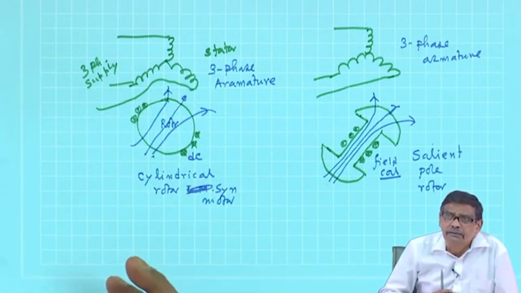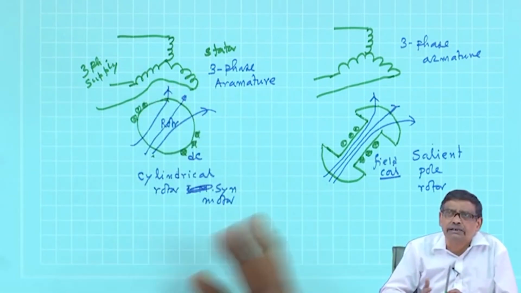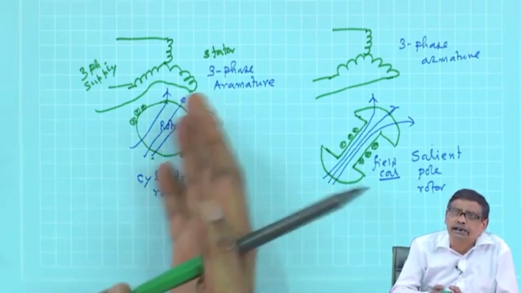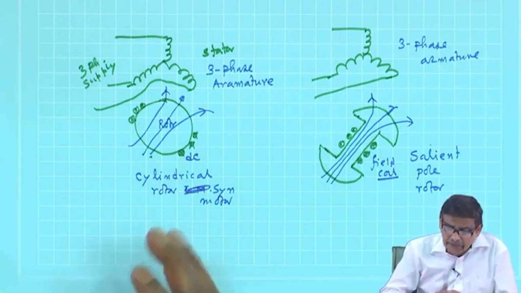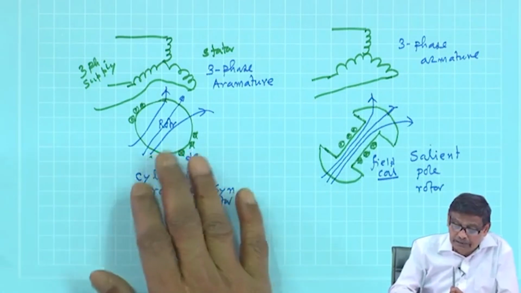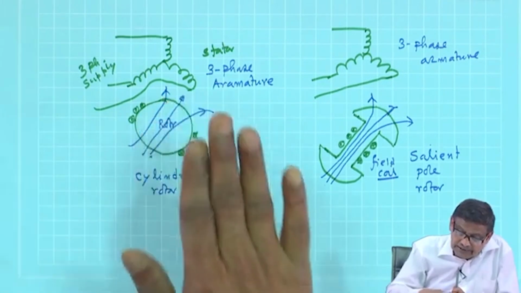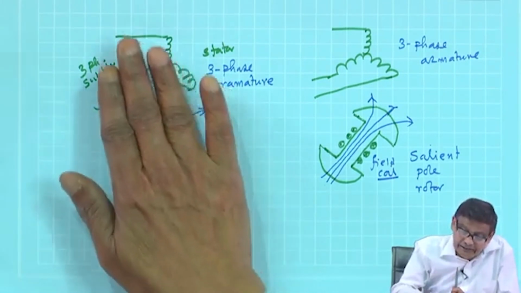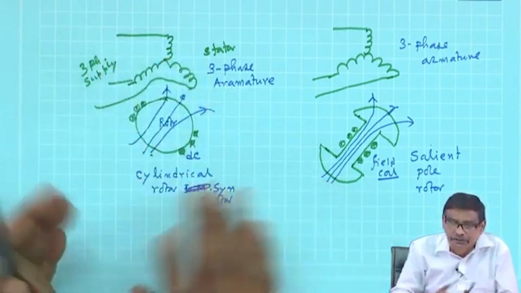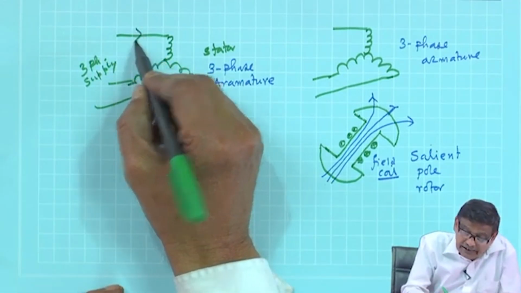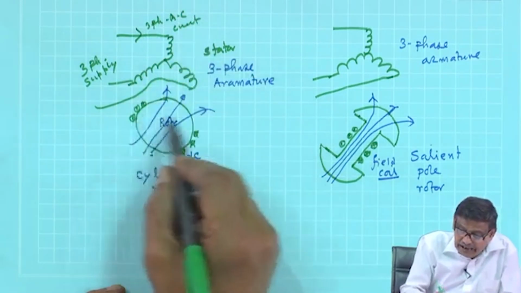That may also be done, but in that case if the grid fails, this machine will not work. So, as a precautionary measure, you can have a battery bank also supplying this DC supply. Anyway, these are options we will think about later, but the point is, in a synchronous machine, the rotor is excited by DC and the stator winding will carry 3-phase AC current. This will be the normal scenario. It will carry 3-phase AC current, and this will carry DC current.